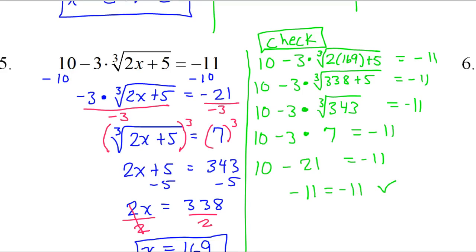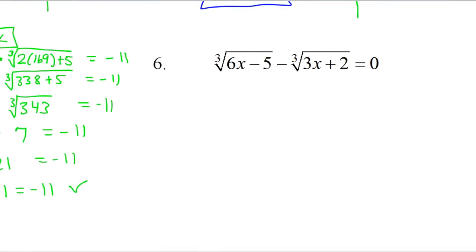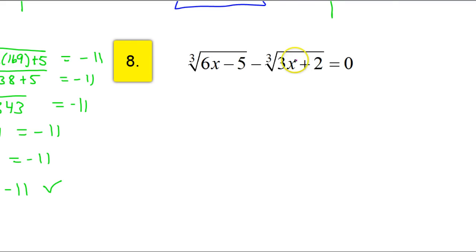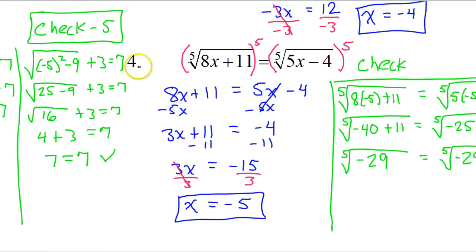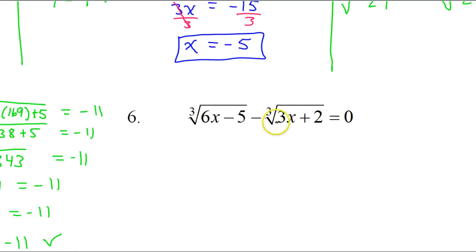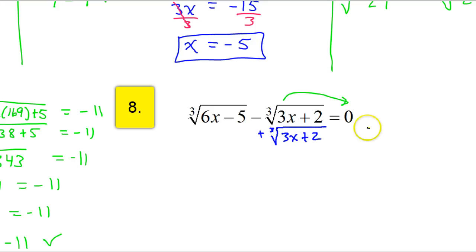Alright, last problem. Number 6. See how we have both of these radicals in here? We're going to do this one similar to number 4. Let's get each radical on opposite sides of the equation. Alright, so basically I'm going to move this over by adding this entire radical to both sides. Alright, so I'm adding the cube root of 3x plus 2 to both sides. Essentially I'm moving it over.